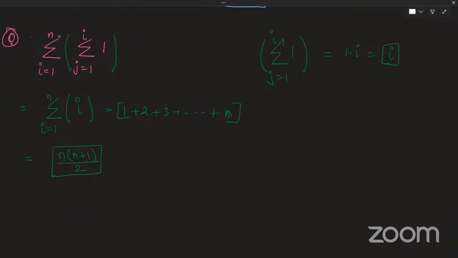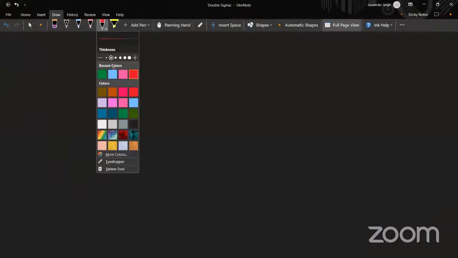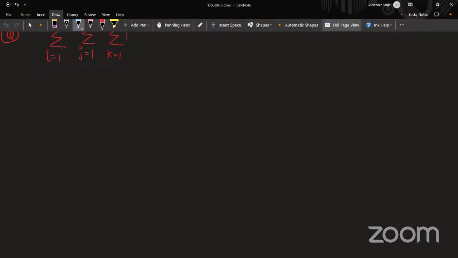I hope you understood your mistakes. So let us increase the variable and look how it works. The question is: sigma i going from 1 to n. Inside that, sigma j going from 1 to i. Inside that, sigma k going from 1 to j. We need to find the sum of this thing.